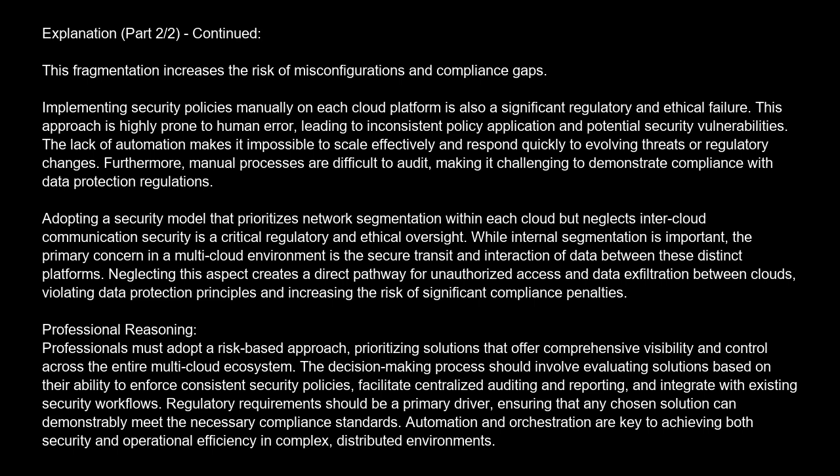Adopting a security model that prioritizes network segmentation within each cloud but neglects inter-cloud communication security is a critical regulatory and ethical oversight. While internal segmentation is important, the primary concern in a multi-cloud environment is the secure transit and interaction of data between these distinct platforms. Neglecting this aspect creates a direct pathway for unauthorized access and data exfiltration between clouds, violating data protection principles and increasing the risk of significant compliance penalties.